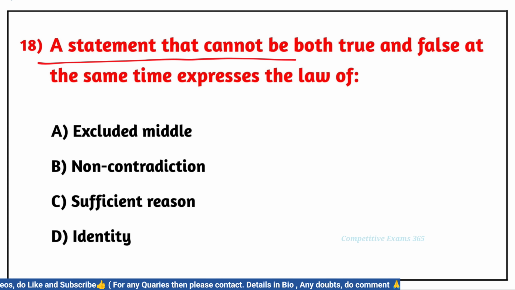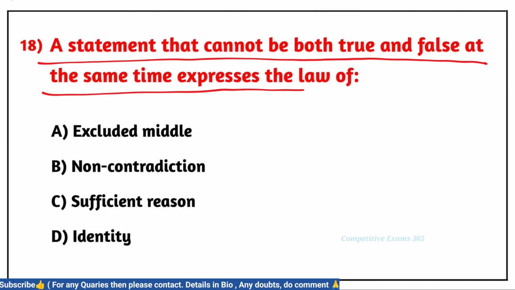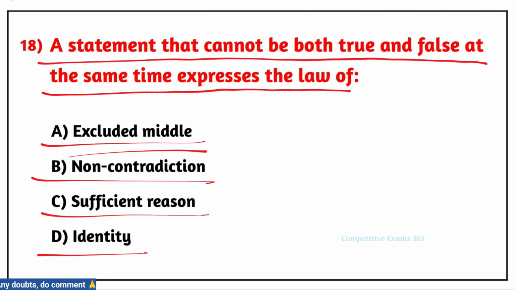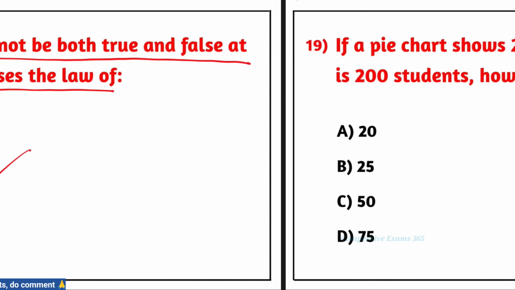18th question. A statement that cannot be both true and false at the same time expresses the law of. Option A, excluded middle. Option B, non-contradiction. Option C, sufficient reason. Option D, identity. Option B, non-contradiction. It is the correct answer.